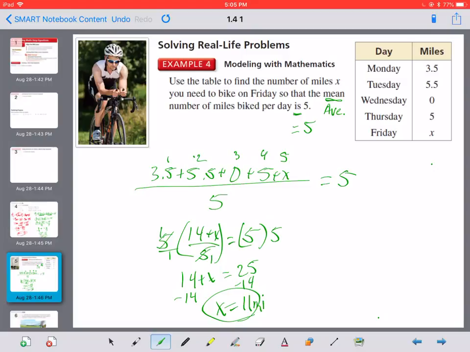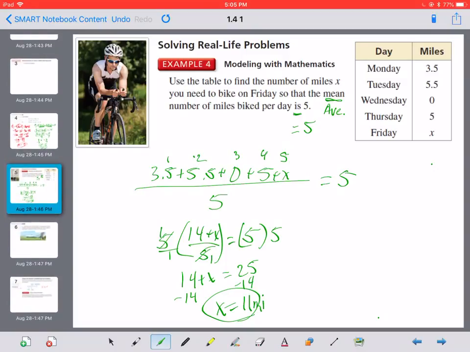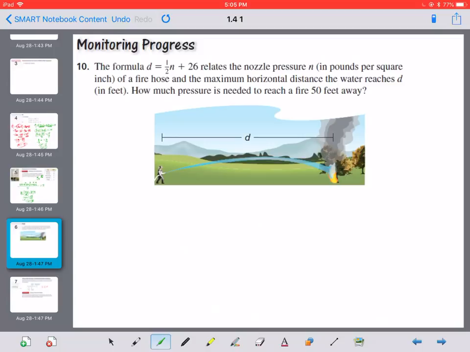Okay. And we can plug that back in to make sure. 3.5 plus 5.5 is 9, plus 0 is 9, plus 5 is 14, plus 11 is 25, divided by 5 is 5. Worked out pretty good.